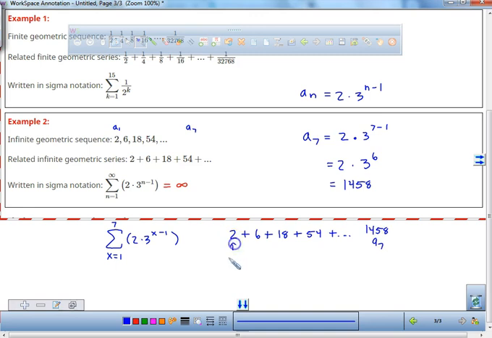1,458. Remember, this is our first term. This is our second. There's our third. There's our fourth. We're going all the way to 7. Now, we'll go ahead and type this in.